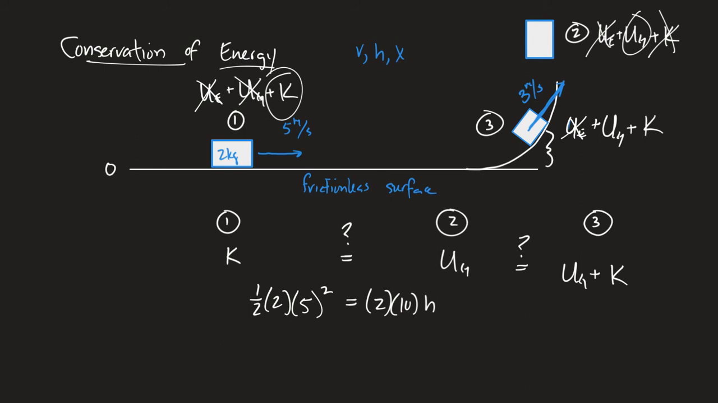There's not a whole lot here to do different, except that now, instead of comparing it to state two, I'm going to compare it to state three. I'm going to have mgh plus 1/2 mv squared. Not much different, but a little different.